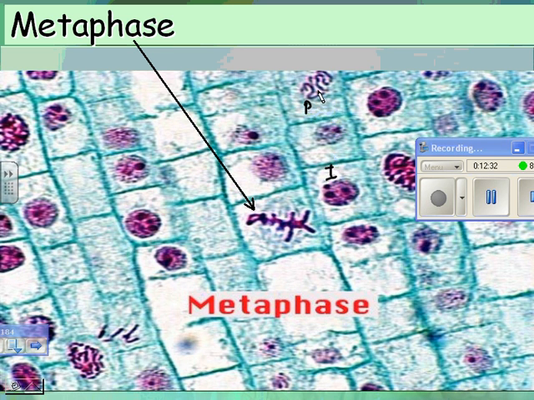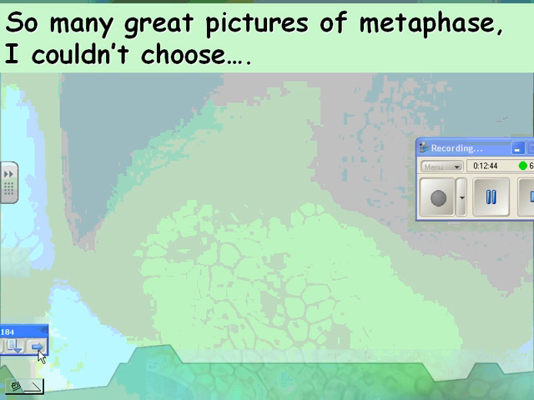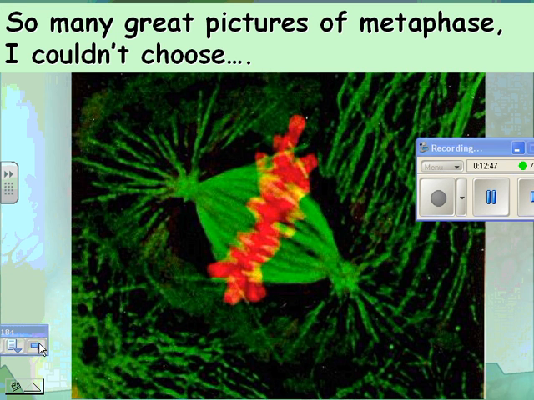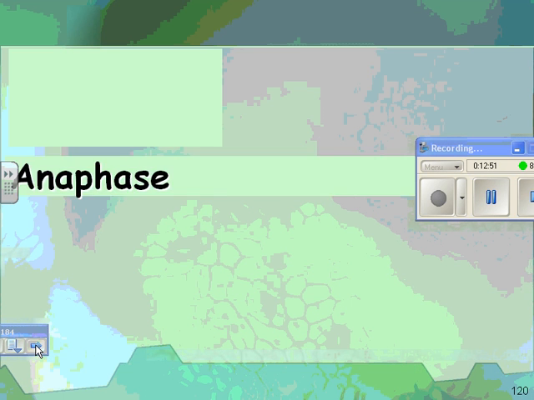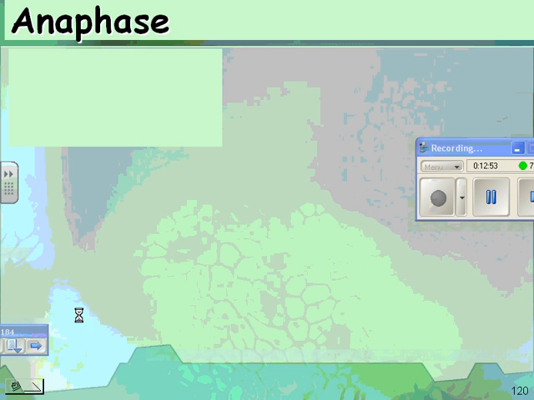Here it's prophase, late prophase it looks like, and here's metaphase. This looks like another late prophase, early prophase maybe. That looks like interphase because I can't see any chromosomes. So many great pictures I couldn't choose. That's a cool one. Metaphase, they're in the middle. All right, I think we'll finish this up.